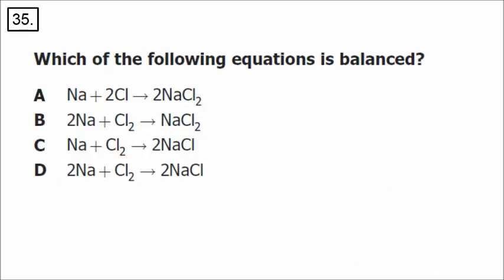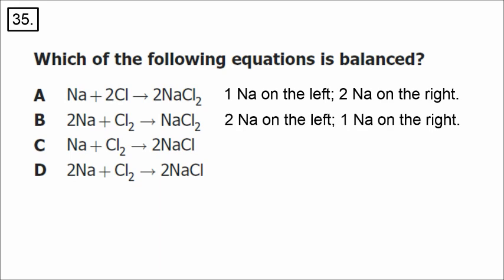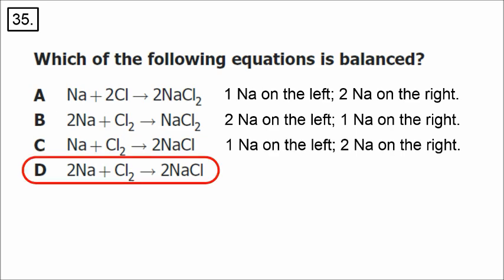Question 35, which of the following equations is balanced? Well, in the first choice, A, there's 1 sodium on the left and 2 sodiums on the right. The second choice, there's 2 sodiums on the left and 1 sodium on the right. In the third choice, there's 1 sodium on the left and 2 sodiums on the right. So D is the correct balanced equation.